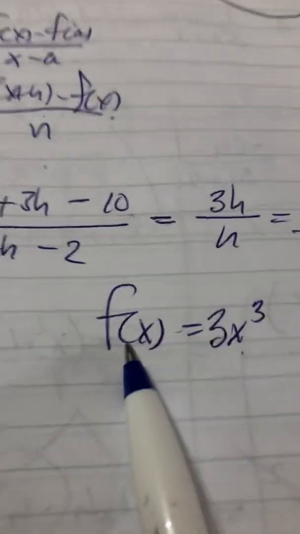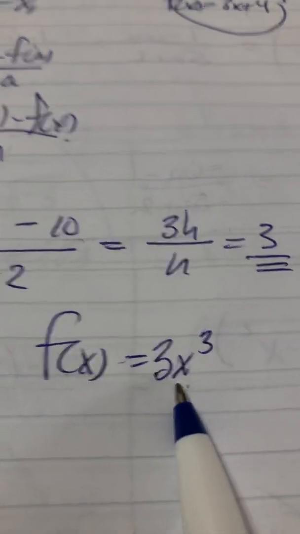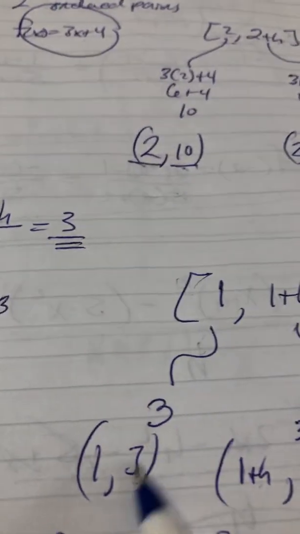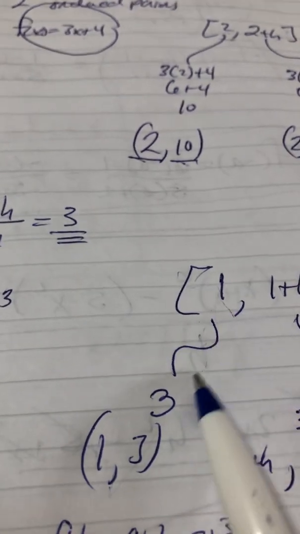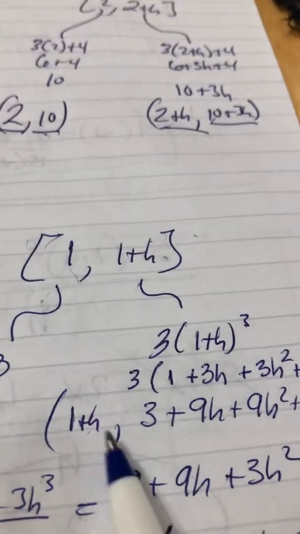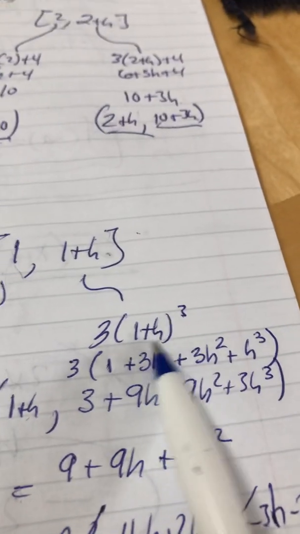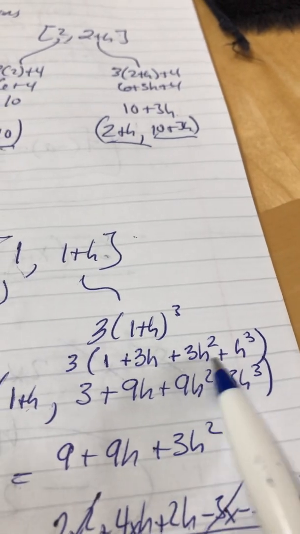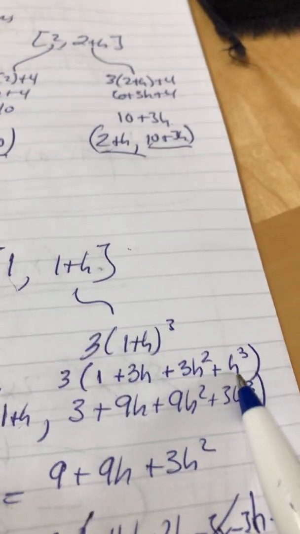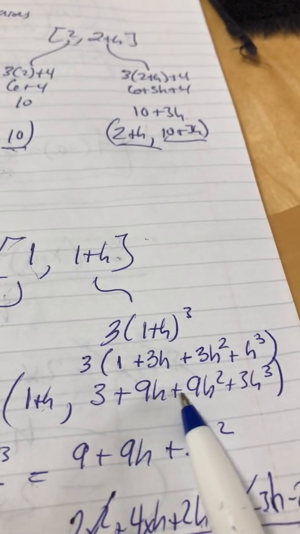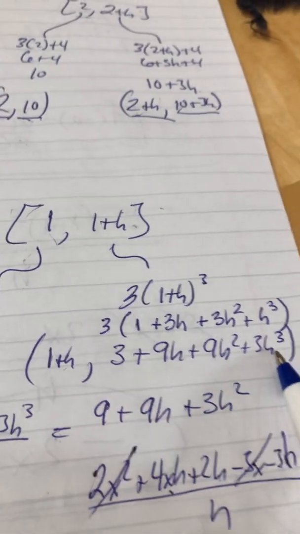Same idea on number 13. So we're going to have f of x is equal to 3x cubed. So we're going the interval from 1 to 1 plus h. So I have 1 generating a 3, so I have the ordered pair of 1, 3. And I have 1 plus h. Now I did some multiplication out for this, and I got 1 times 3h plus 3h squared plus h cubed. And then I distribute the 3 through, and I got 3 plus 9h plus 9h squared plus 3h cubed.